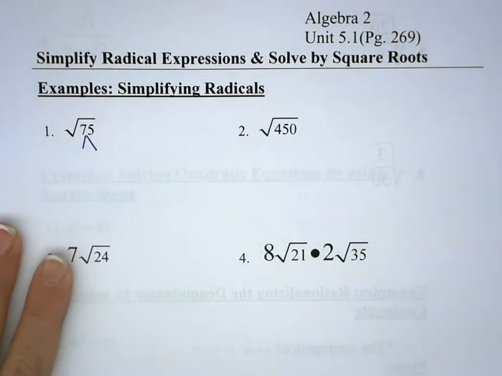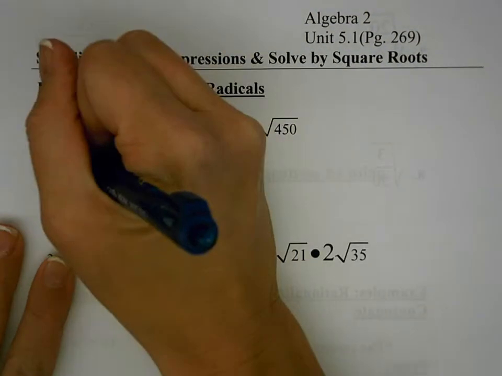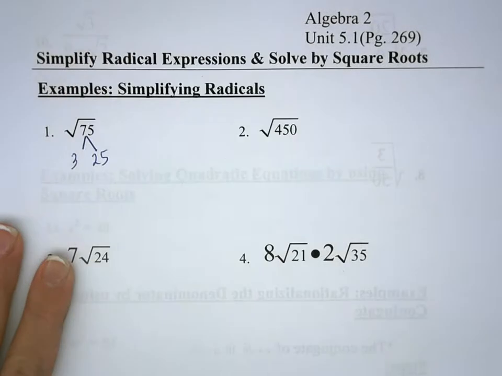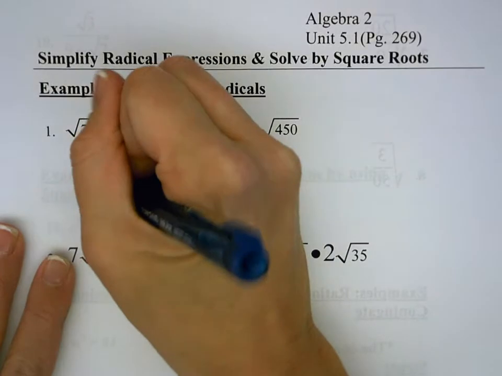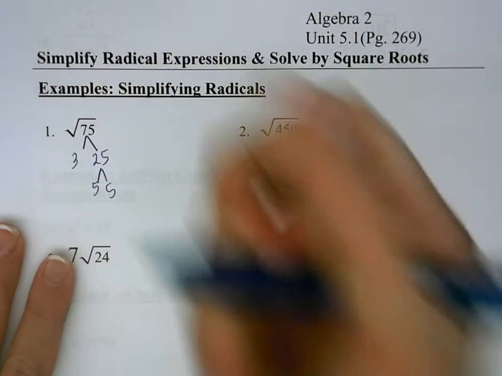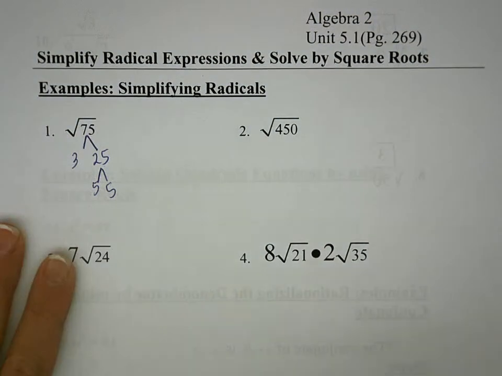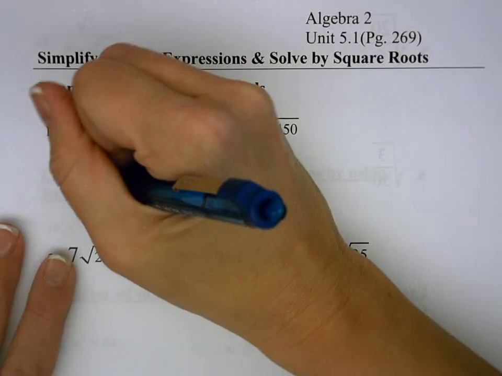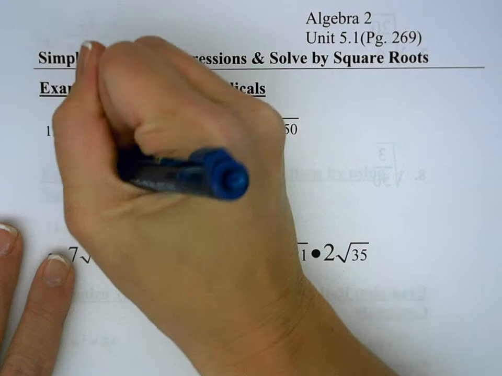So, what 2 numbers multiply to be 75? 3 and 5. Good. And then 25 is 5 and 5. So this is like your factor tree. Does that sound familiar? Yeah. Okay, so there is a group of 5s and there is a 3 left over.